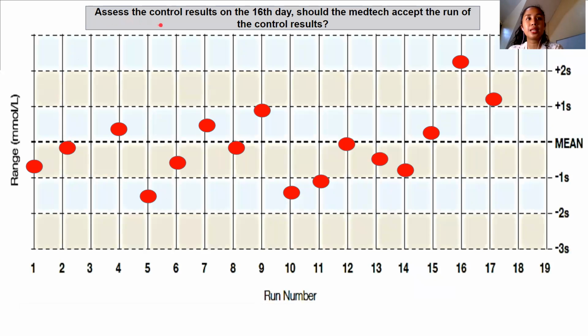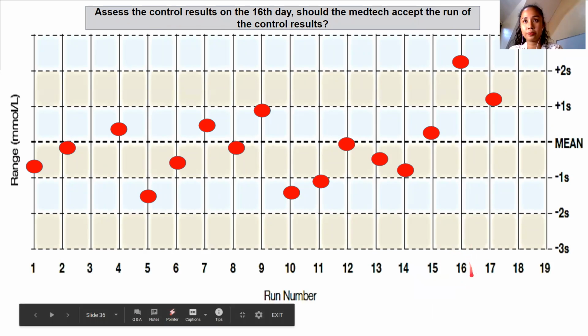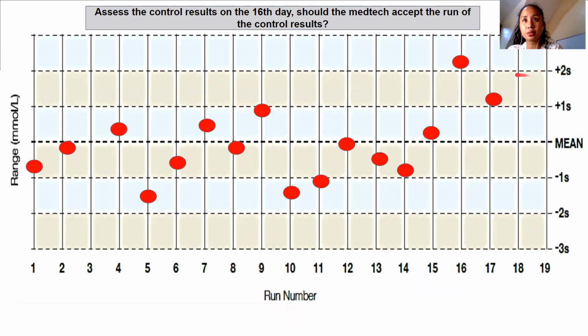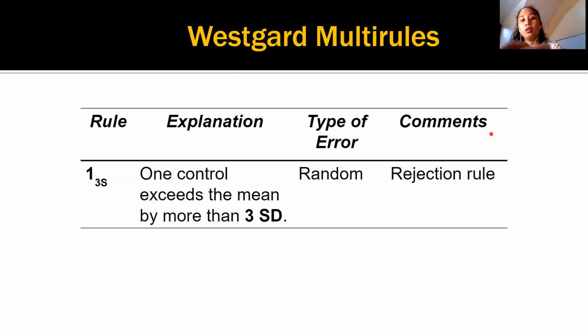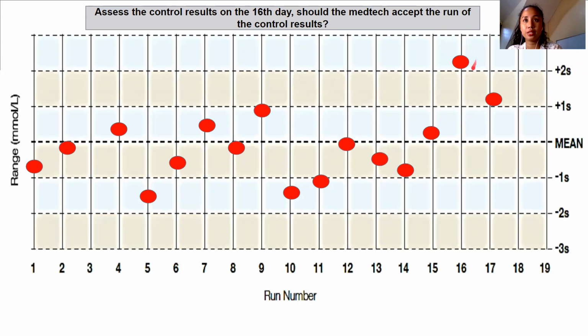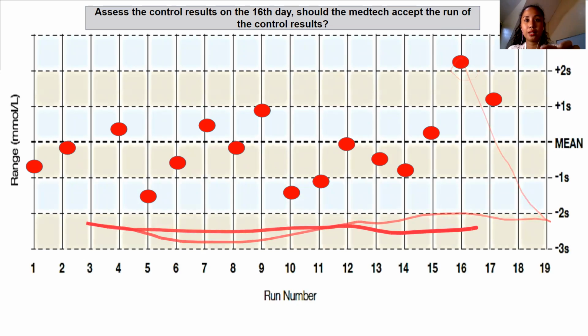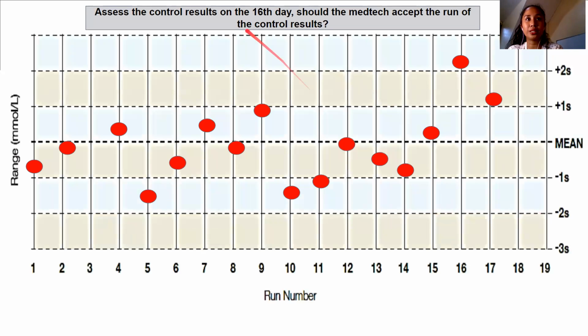So, what does 1 2S look like? It says, assess the control results on the 16th day. Should the medtech accept the run of the control results? So, go to the 16th day. Look at where the result is. The result is beyond 2 SD. But the one after it, class, is less than 2 SD, within the limit. The one before it is close to the mean. So basically, on day 16, you have a 1 2S. That means one result exceeded 2 SD. Is there any result below that exceeds 2 SD? None.